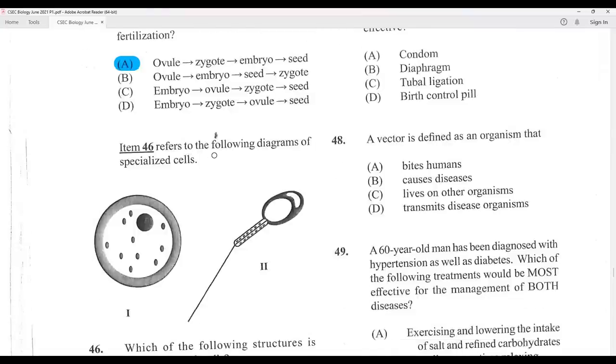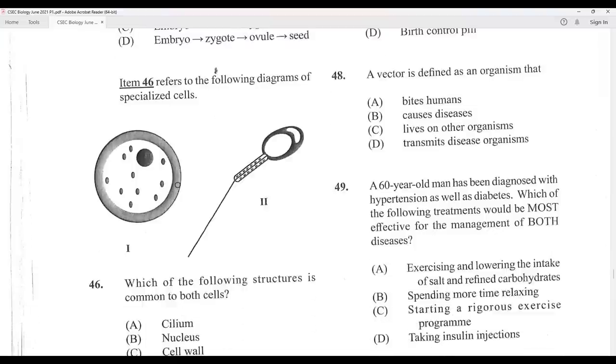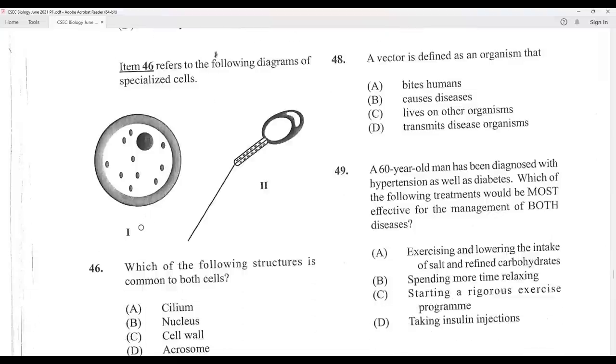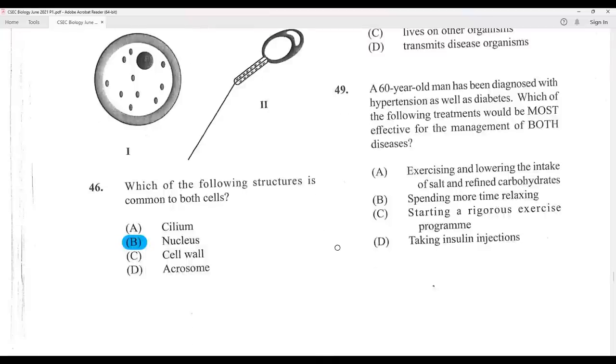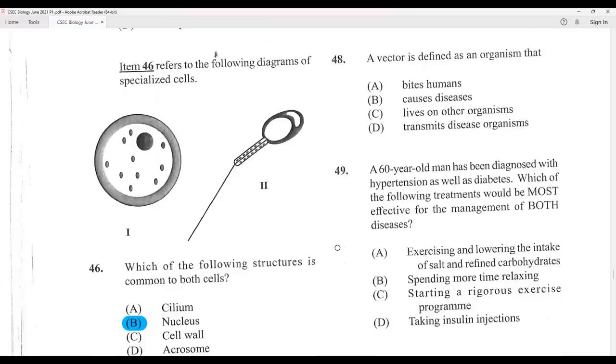Item 46 refers to the following diagrams of specialized cells. We see one being an ovum, two being a sperm. Which of the following structures is common to both cells? These are reproductive cells, and both of them have a nucleus. In fact, each nucleus contains half the chromosome number for the organism.